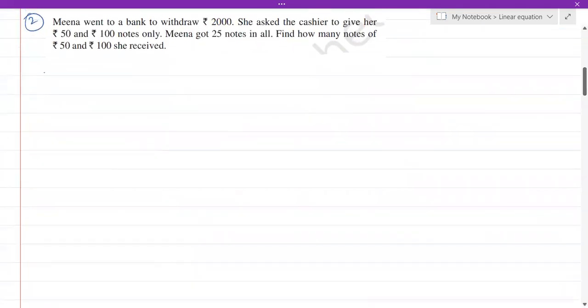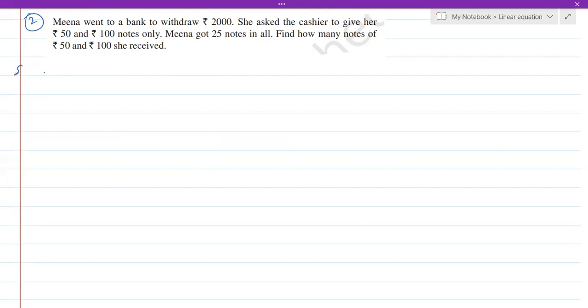So in the next question, Meena went to a bank to withdraw rupees 2000. She asked the cashier to give her 50 rupees and 100 rupees notes only. Meena got 25 notes in all. The total number of notes given by the cashier is 25 notes. Find how many notes of 50 and 100 she received. So we have to find how many 50 rupees notes and how many 100 rupees notes there are.